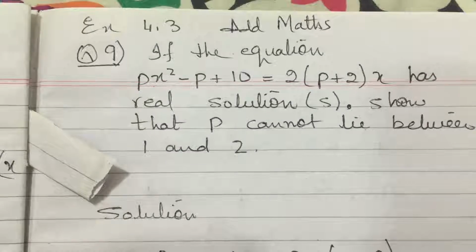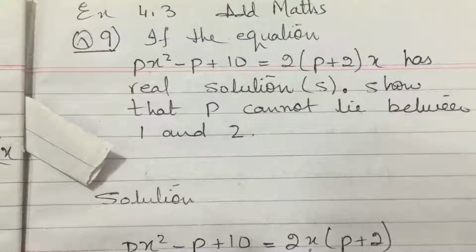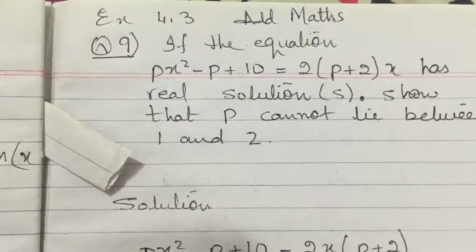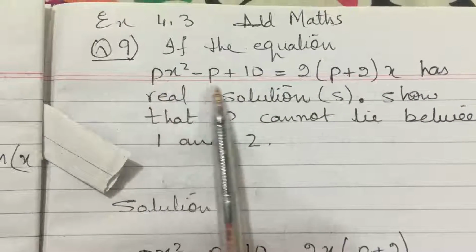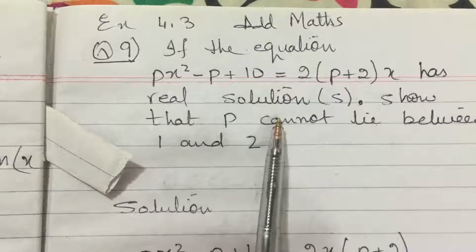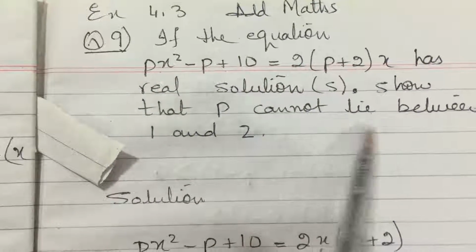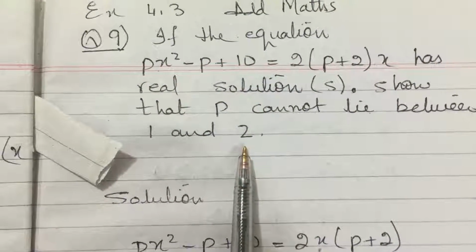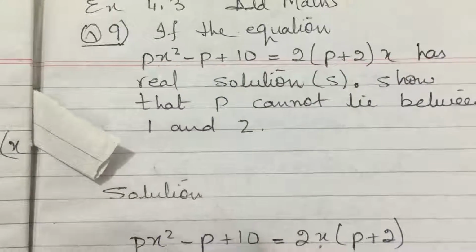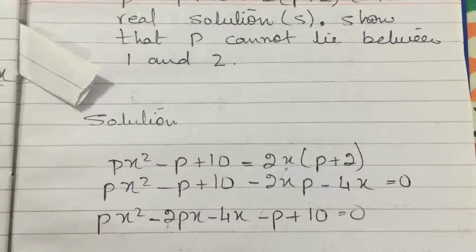The chapter is about quadratic equations and expressions. In this question it is said that if this equation has real solutions, then show that the values of p cannot lie between this. So let's see the solution here.